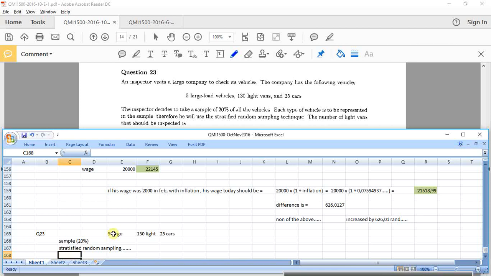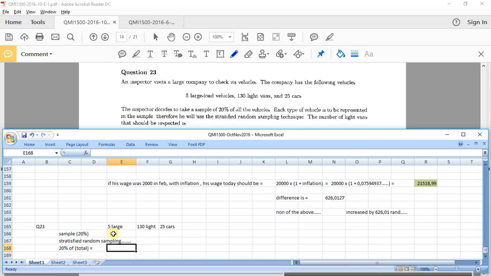What are we looking at? We're looking at 20% of all the vehicles. So what is 20% of all the vehicles? 20% of the total is 0.20 times brackets 5 plus 130 plus 25, close brackets. Does that make sense? Yeah. Okay, so 20% of all those vehicles is 32. 32 is the 20% of the total.